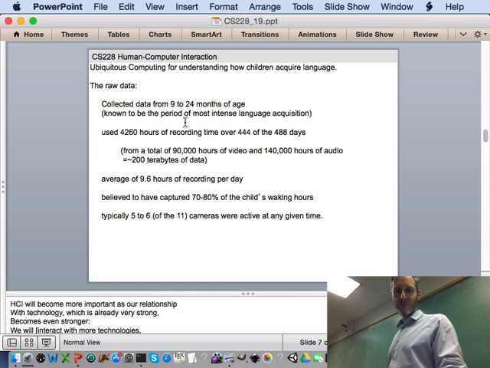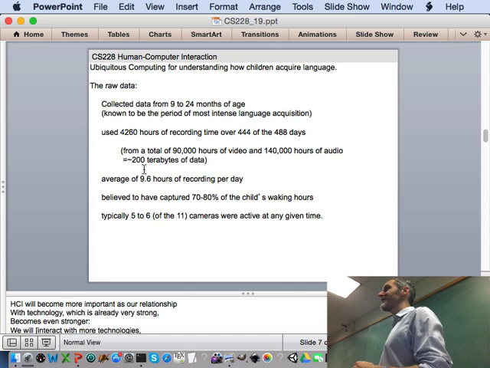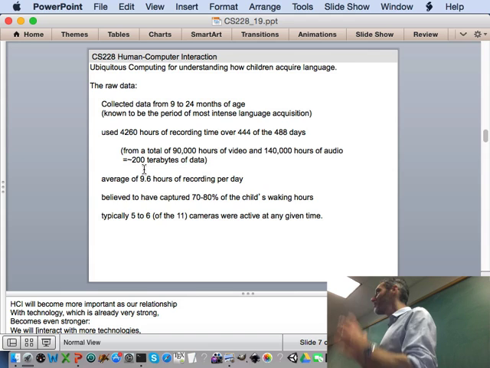Over 4,000 hours of recording time, which gives about 200 terabytes of data. So for a standard laptop, what is that? That's about 800 to 2,000 laptops, current laptops, right? So a pretty big chunk of data. This was done back in 2009 when this was really a big chunk of data.